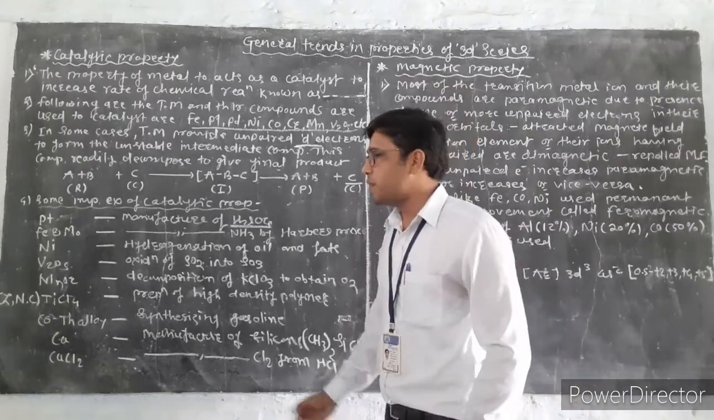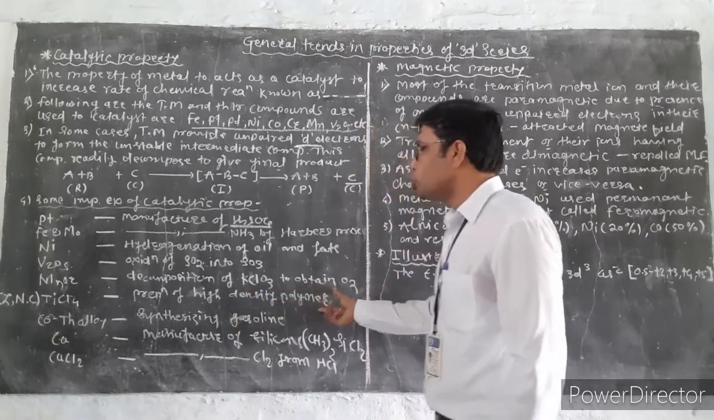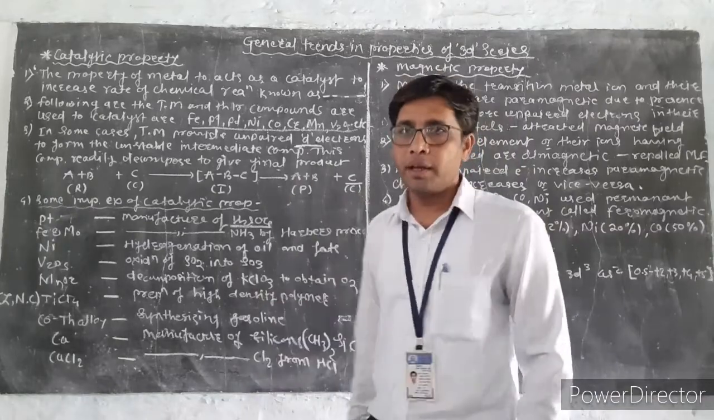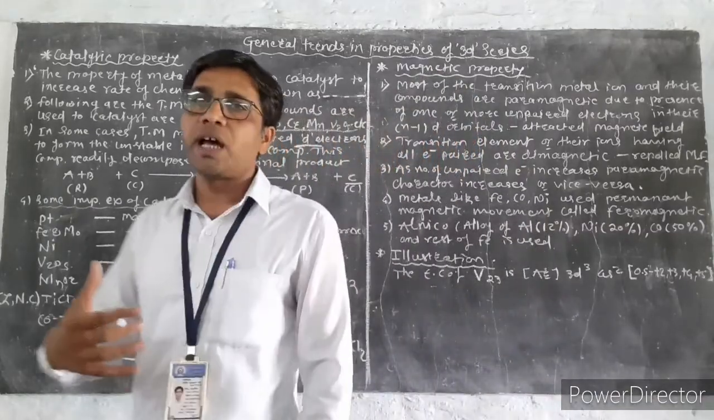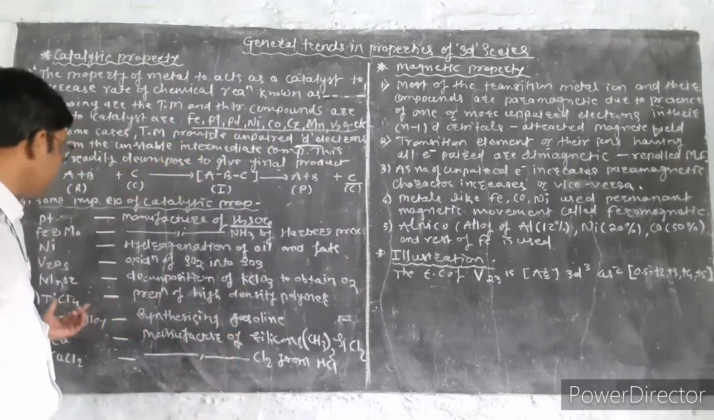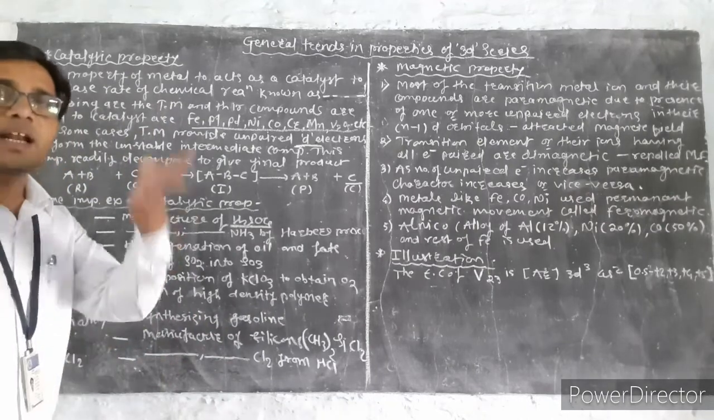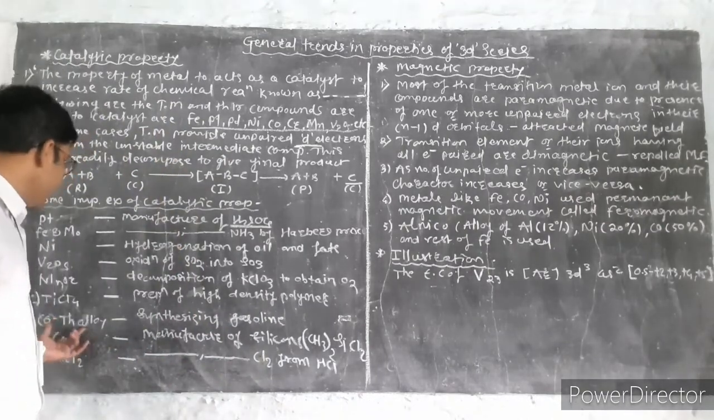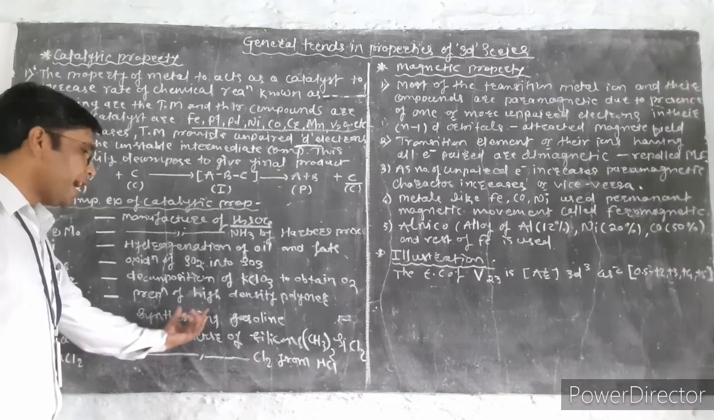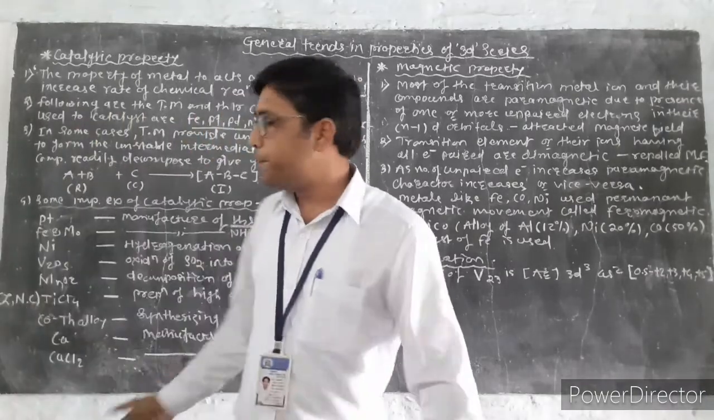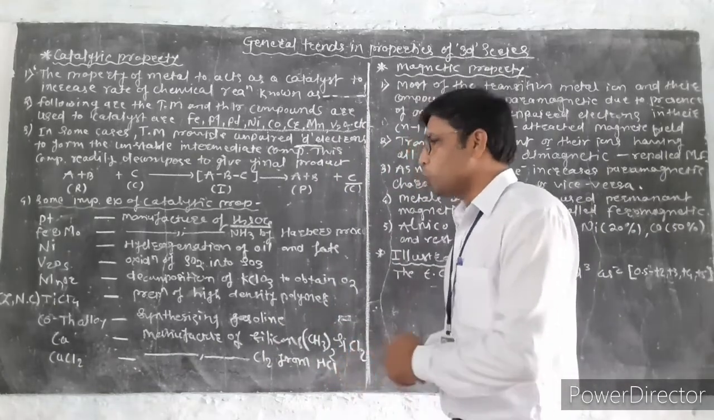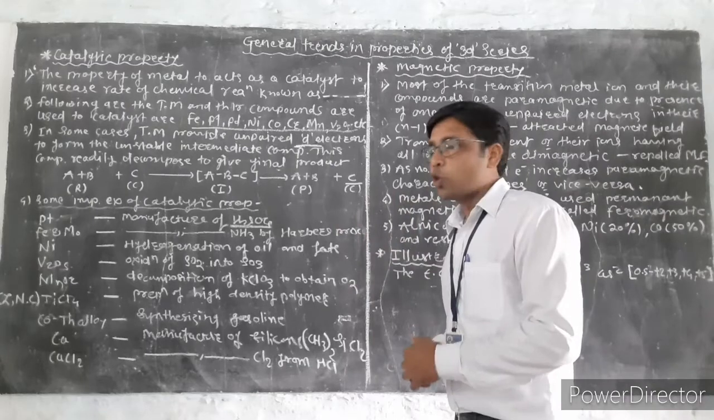Ziegler-Natta catalyst can be used for preparation of high density polymer. The polymerization reaction is very slow. The rate of chemical reaction increases with the help of a Ziegler-Natta catalyst. Similarly, cobalt as well as thorium alloy can be used in the preparation of gasoline. Synthesis करते कशाचं? Gasolineचं. Cobalt as well as thorium use केले जाते.